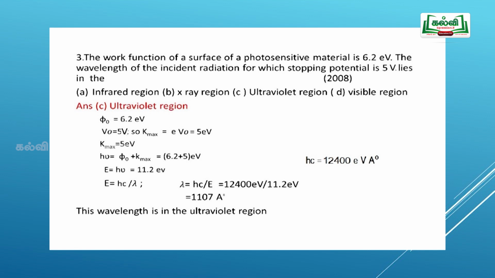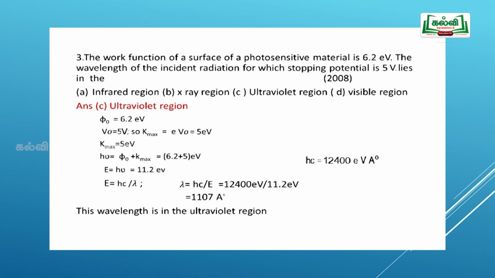The third one. The work function of a surface of a photosensitive material is 6.2 electron volt. The wavelength of the incident radiation for which the stopping potential is 5 volts lies in the infrared region, X-ray region, ultraviolet region, or visible region. Here the question is, the wavelength lies in which region? So we should know the wavelength ranges. Visible region is 4000 to 7000 Angstrom. Ultraviolet is less than 4000 Angstrom, whereas infrared is above 7000 Angstrom. X-rays are in the order of 1 to 10 Angstrom. So let's see in what range we get the correct answer.